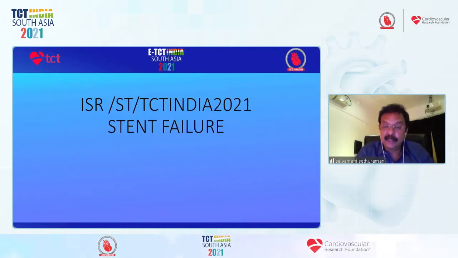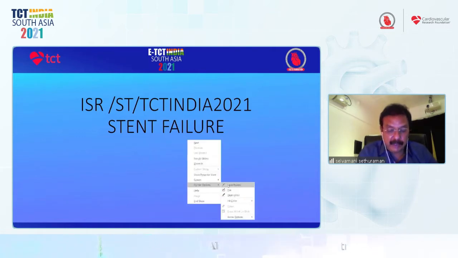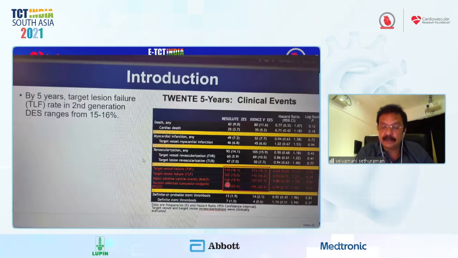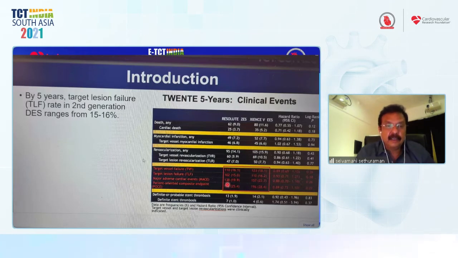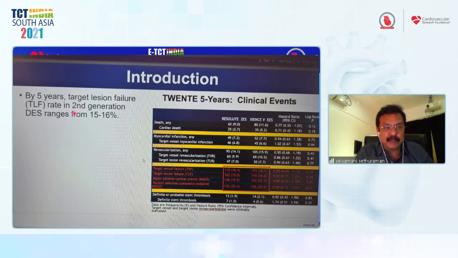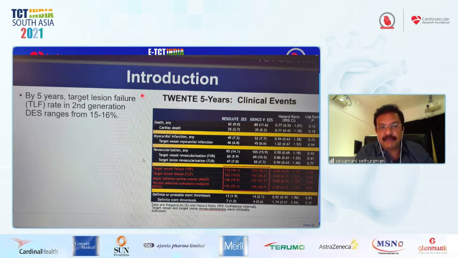Very interesting. And today I'll be talking to you on the use of imaging in in-stent restenosis and stent failures, that is stent thrombosis. In whatever PCIs we have been doing, by 5 years it's almost 15 to 16% deaths. There is a stent failure, there's a lesion failure, and it requires something to be done for that.